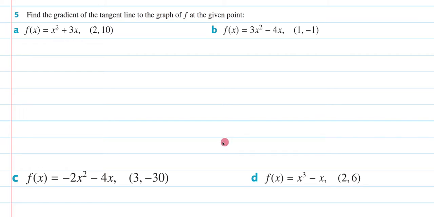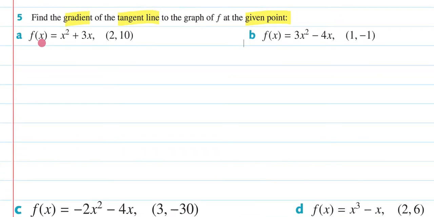We are going through exercise 17b, and in this video we'll be answering question 5, which is saying to us, find the gradient of the tangent line to the graph of f at the given point. So let's begin by looking at our first question here.